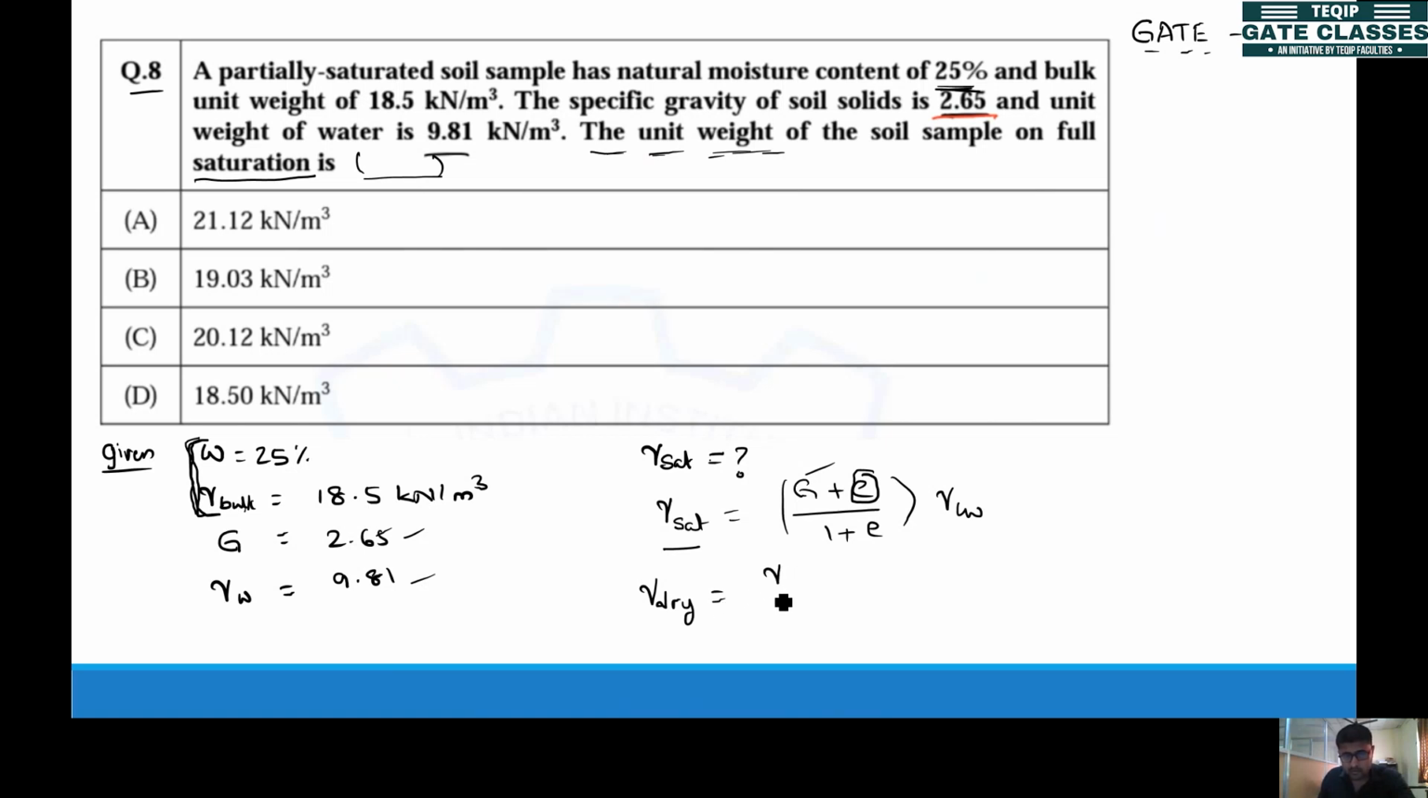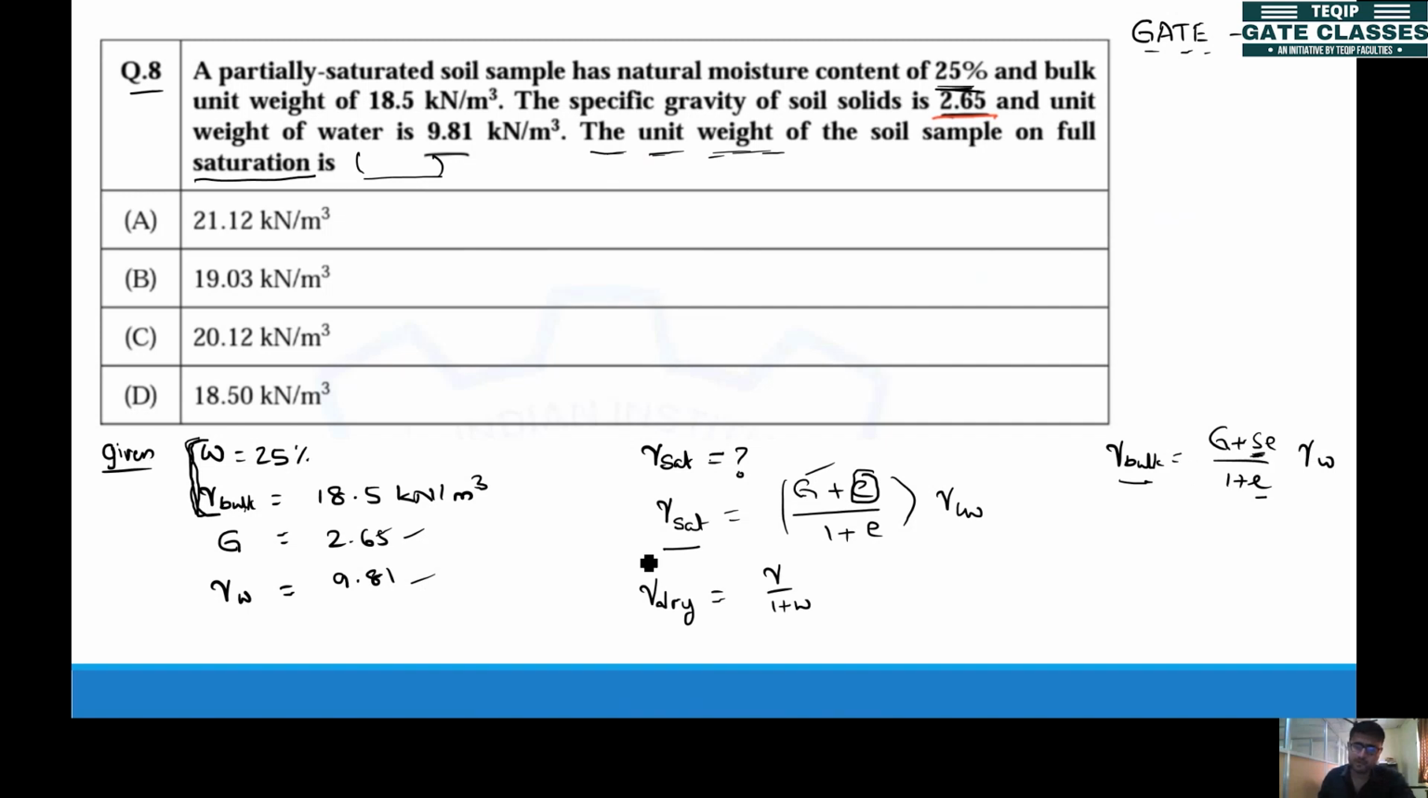Which is gamma by 1 plus W. You may think of this also, right? You know the bulk unit weight. So your expression for bulk unit weight is what? Gamma bulk is (G plus SE) by 1 plus E times gamma W. Now here the degree of saturation is also unknown. So we think of that, we know the bulk weight, so we can find out E from this expression. But there is one more unknown happening here, which is S, right? So this S we can't find out straight away from this expression.